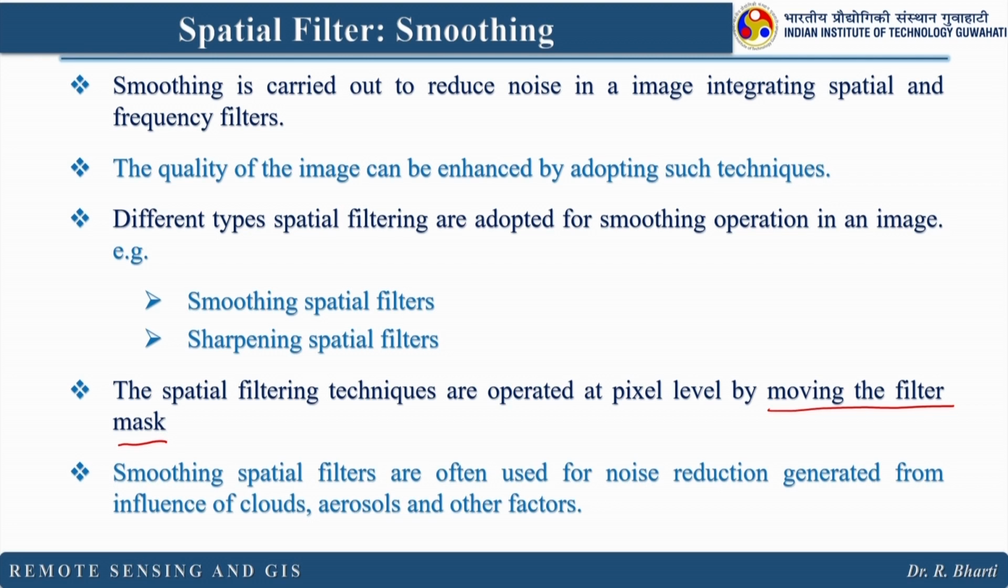Smoothing spatial filters are often used for noise reduction generated from the influence of clouds, aerosol and other factors. So, we have already seen the different types or sources of errors in remotely sensed images. So, somehow if there are some errors which are left and you want to remove them, then this is a very convenient way.